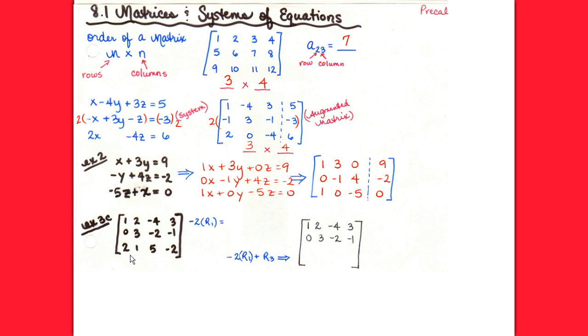The second elementary row operation is to multiply a row by a non-zero constant. So let's say I wanted to take row number 1 and multiply it by negative 2. Then literally I'm going to go through and say negative 2 times 1 is negative 2. Negative 2 times 2 is negative 4. Negative 2 times negative 4 is positive 8. Negative 2 times 3 is negative 6.